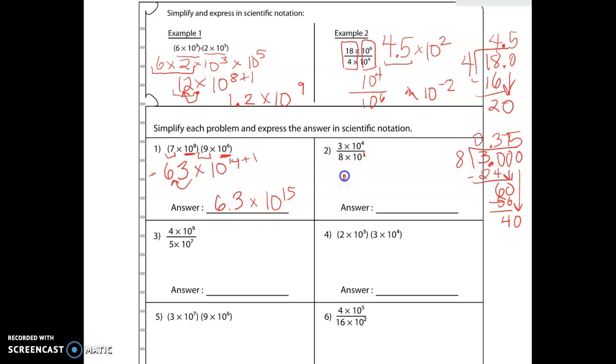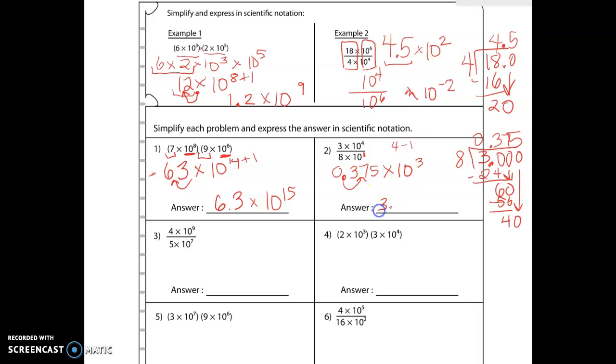So at this point, when I divide those leading coefficients, I'm at 375 thousandths times 10 to the, subtract your exponents, 4 minus 1 is 3. Hopefully you're already seeing that that is the correct answer. It's just not proper scientific notation form. So I need to move the decimal over, this time to the right.